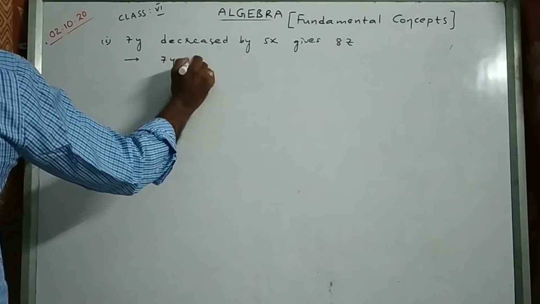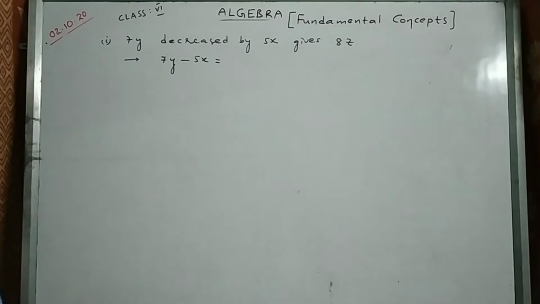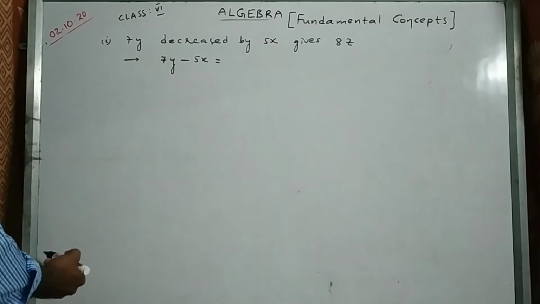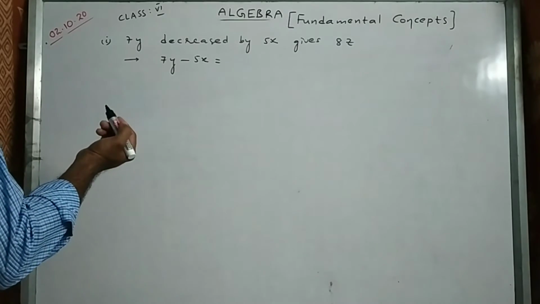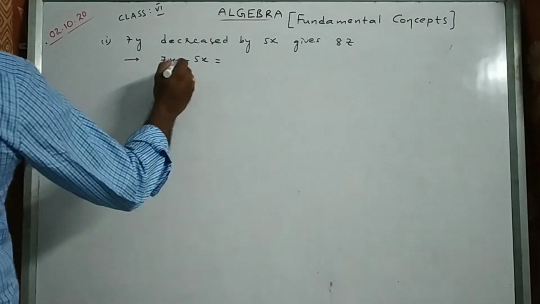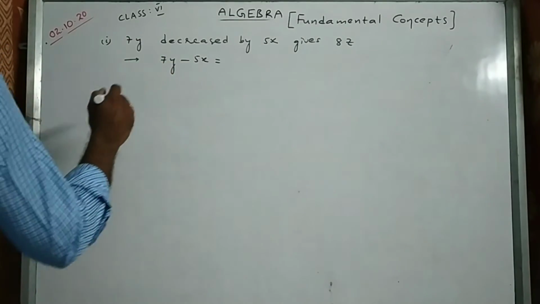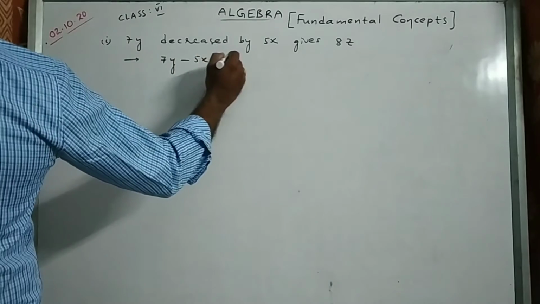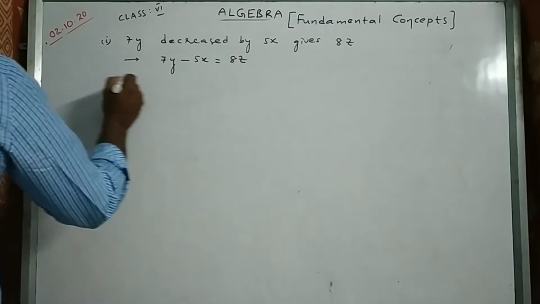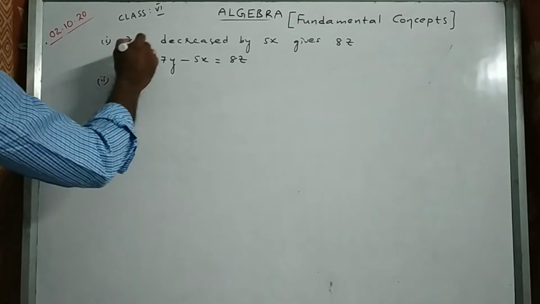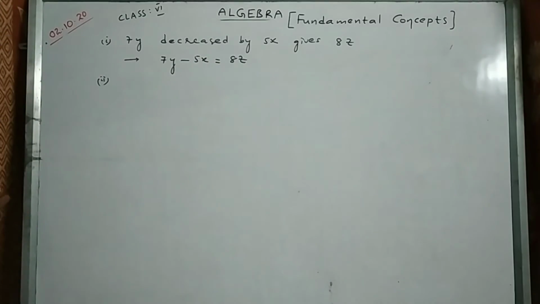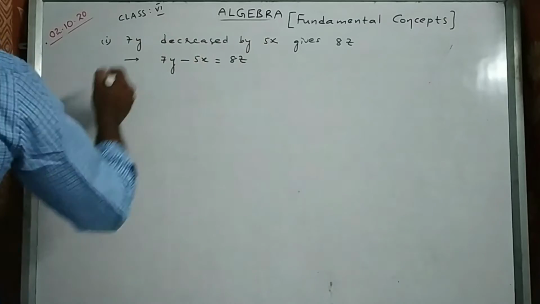Decreased by 5x means minus 5x. Decreased, subtracted, how do we write that? Minus. Less or decreased or subtracted, all are the same. 7y minus 5x equal to 8z. Read the statement correctly. 7y decreased by 5x. Decreased means we have to subtract 5x from 7y.